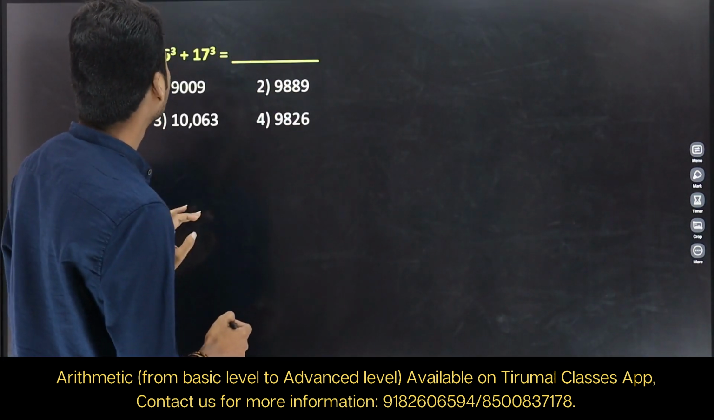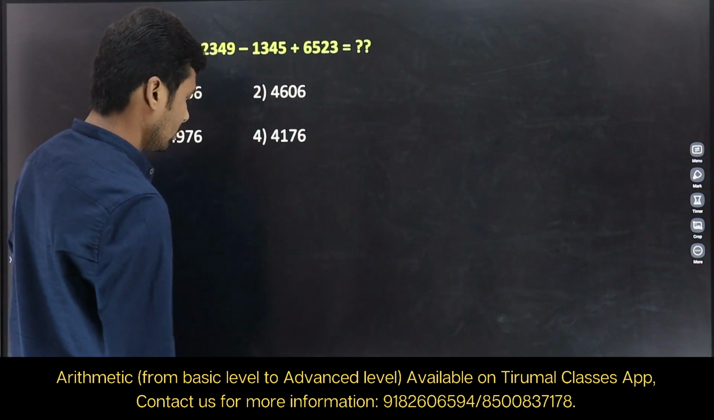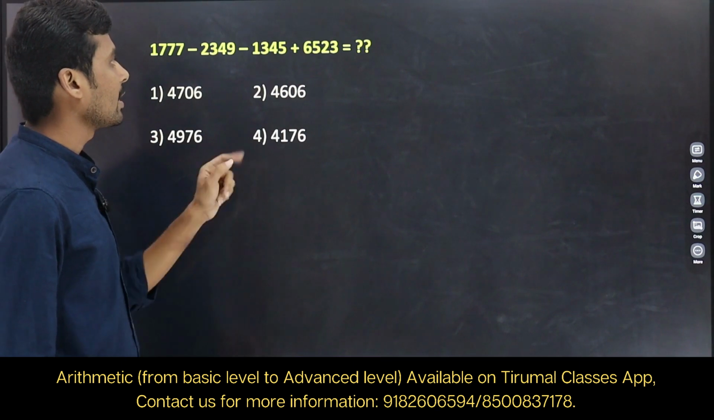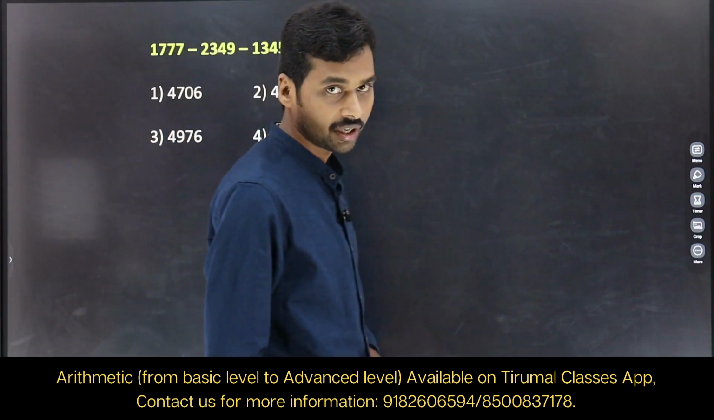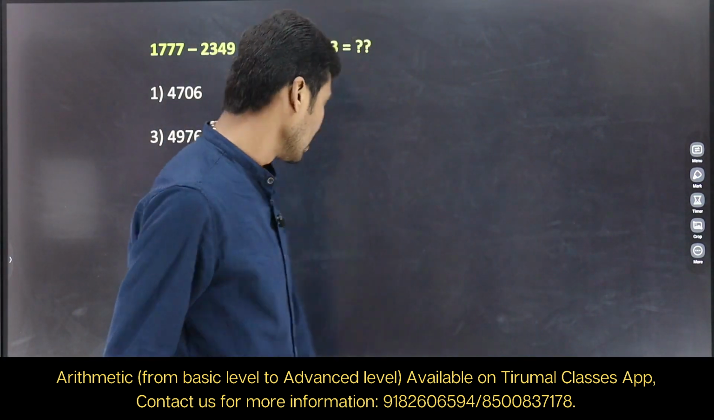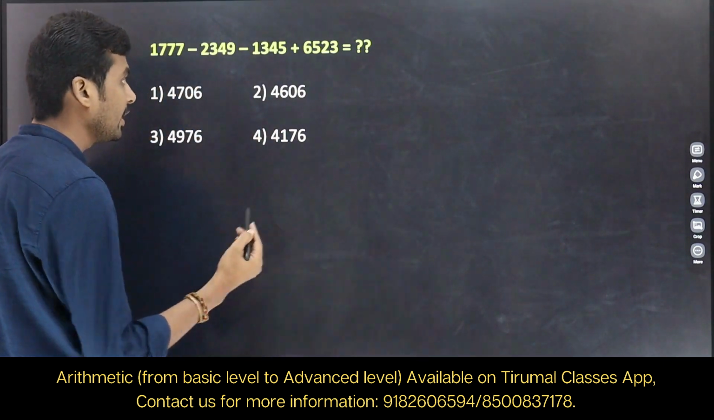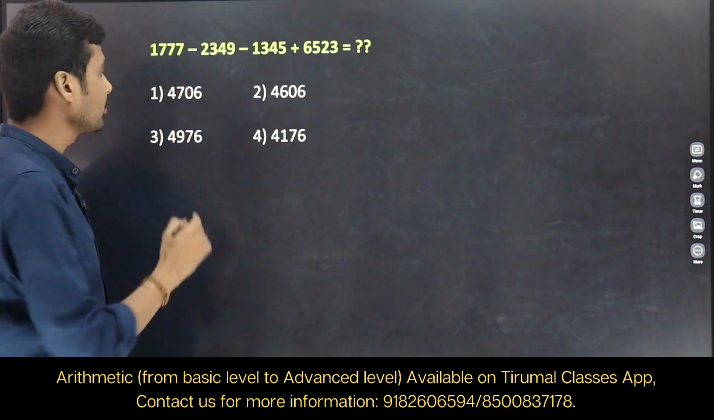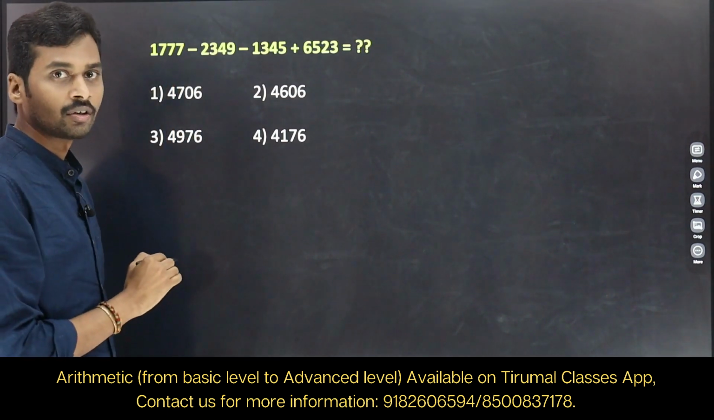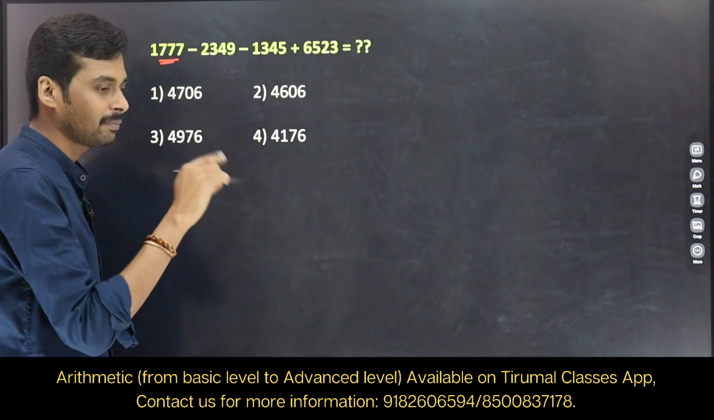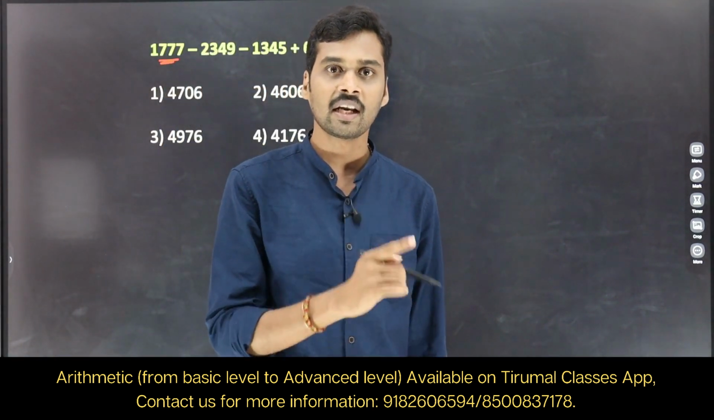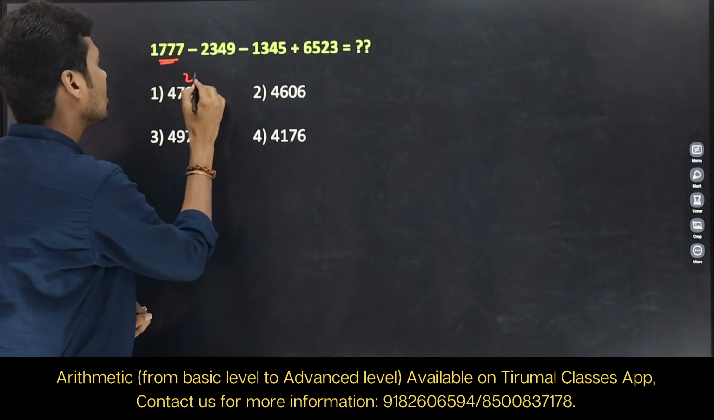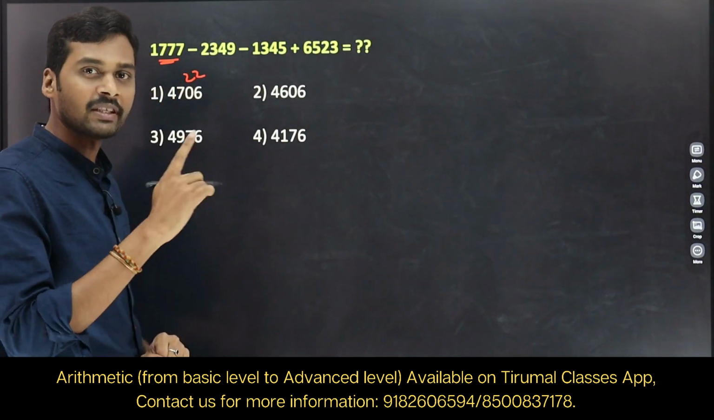The next problem is 1,777 minus 2349 minus 1345 plus 6523 is equal to what? You have the options. Again we go with the DS concept. First you take the number 1,777, which means 7 threes are 21, plus 1 is what? 22. 22 means, what is the single equivalent digit? 2 plus 2 is 4.